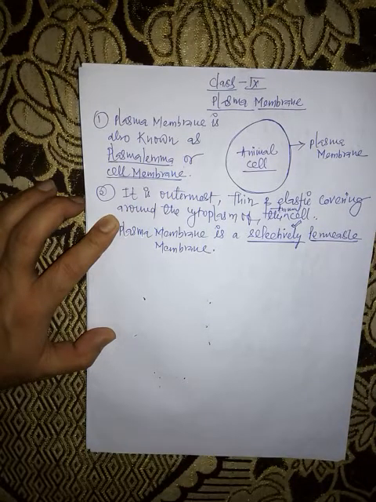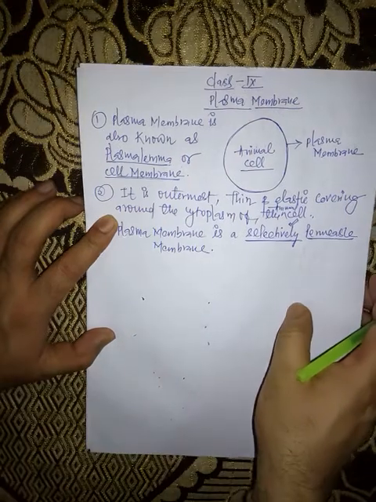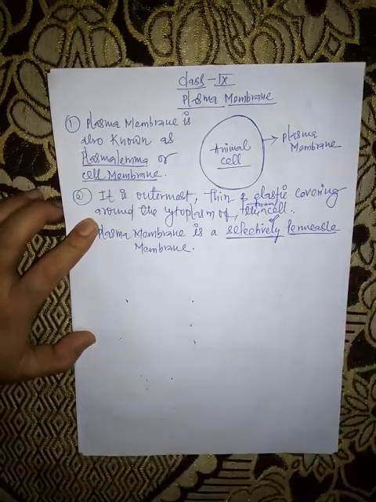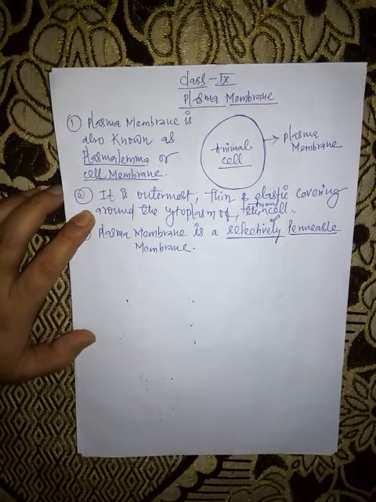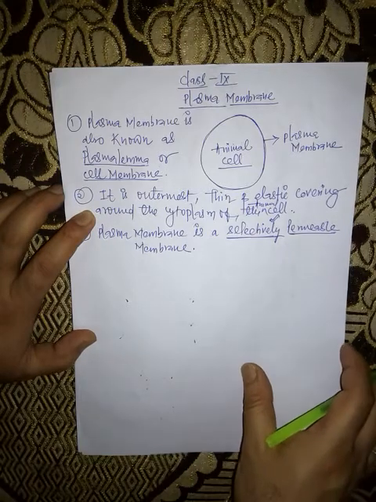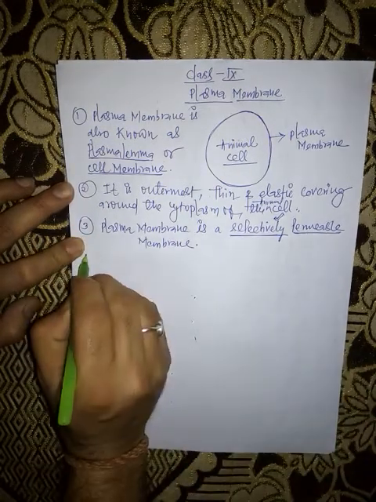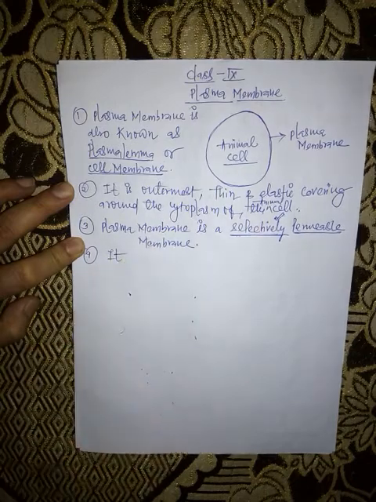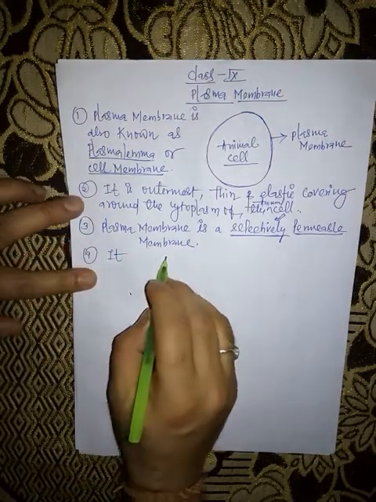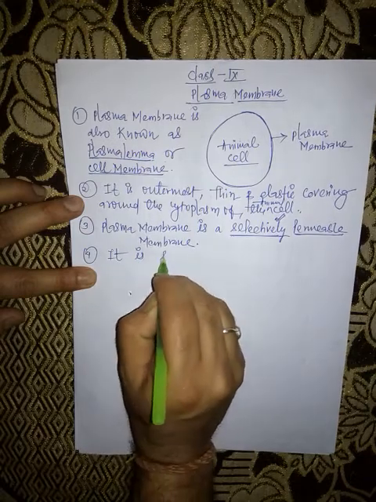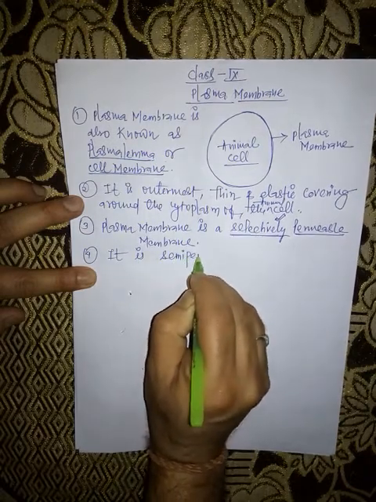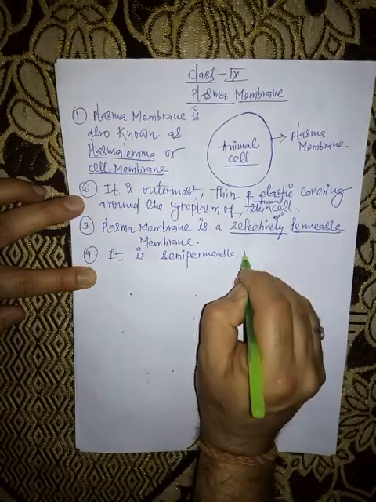So plasma membrane first selects whether the molecules are useful for the cell or not, then it permits the molecules to enter inside the cell or not. So this property of the cell is called the selectively permeable property of the membrane. It is a semi permeable membrane.